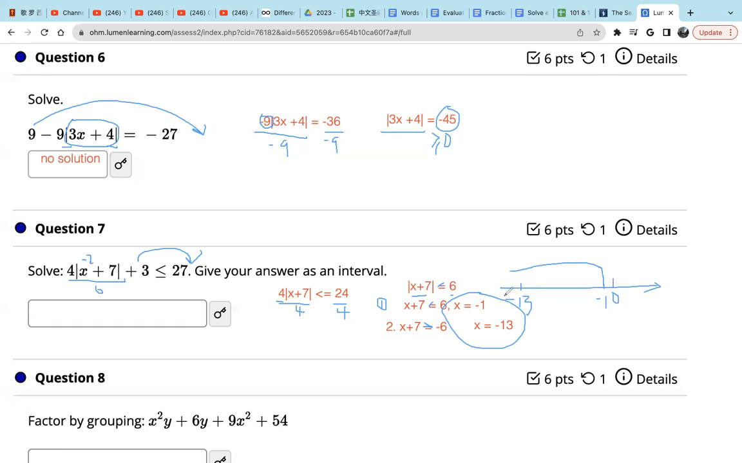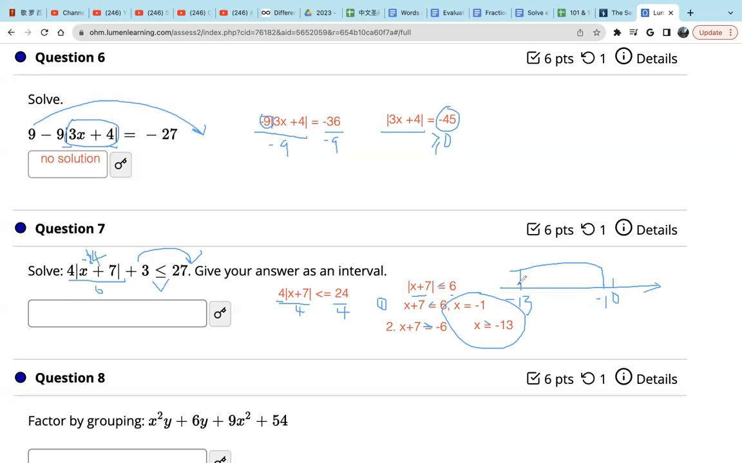But let's say -13, right? It has to be greater than or equal to -13. If we pick -14, if this is -14, -14 plus 7, that's -7. 4 times -7, that's -28. -28 plus 3, that's -25. So this won't be true, right? So that means our solution is in between of those two numbers.